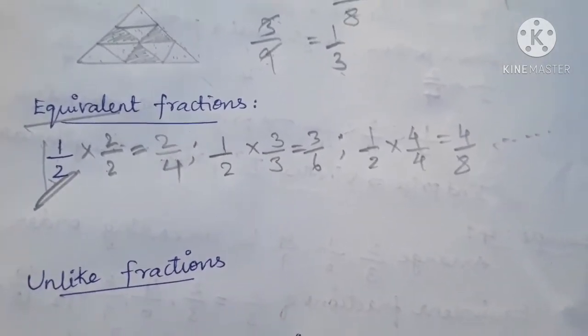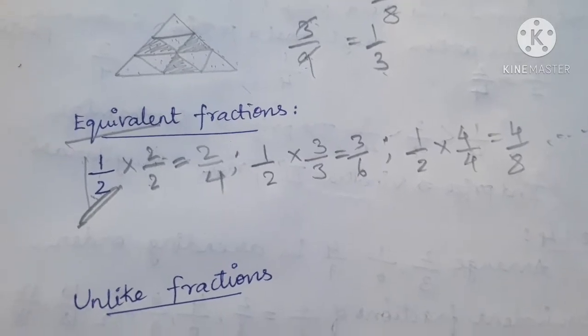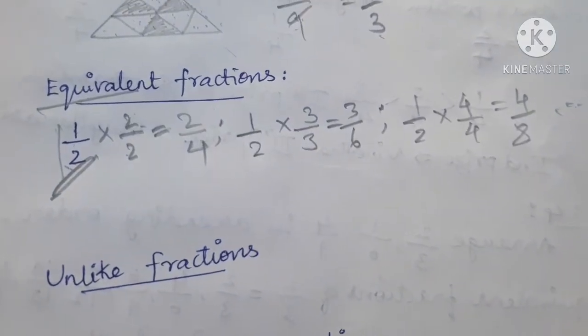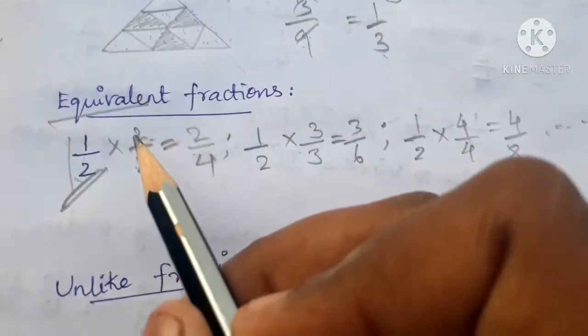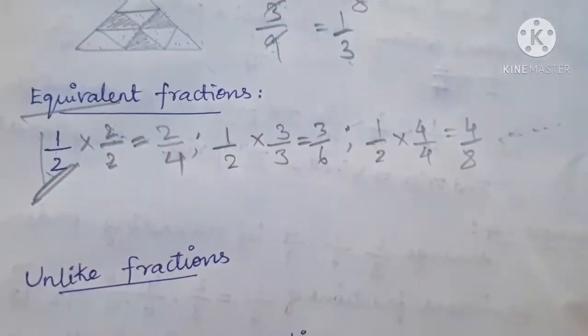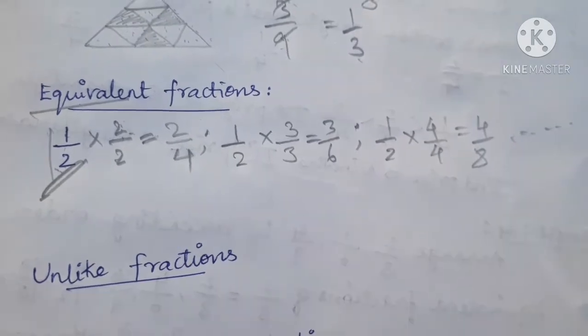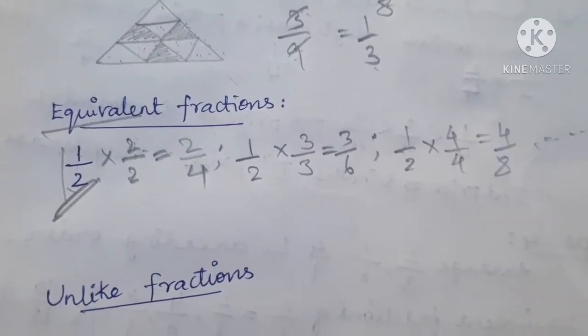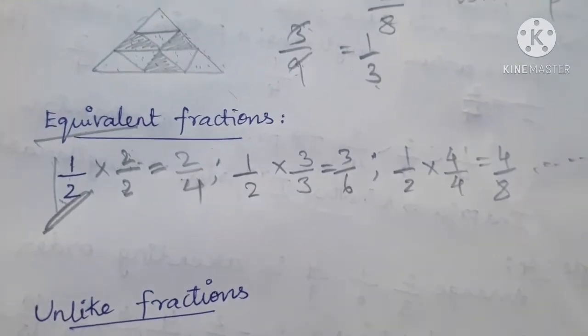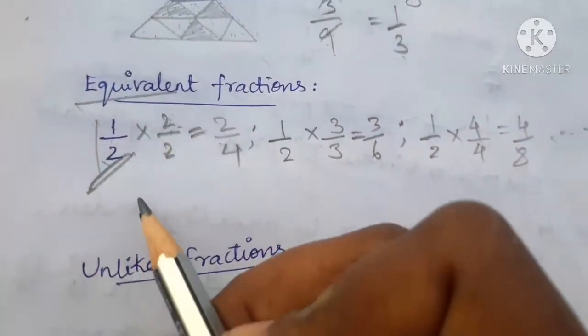So to find the equivalent fraction, you should just multiply the numerator and denominator by the same number. That is more important. You should not multiply the numerator by 2 and the denominator by 3. It is totally wrong. So you should just multiply the numerator and denominator by the same number, which is very important. Let us take another one.